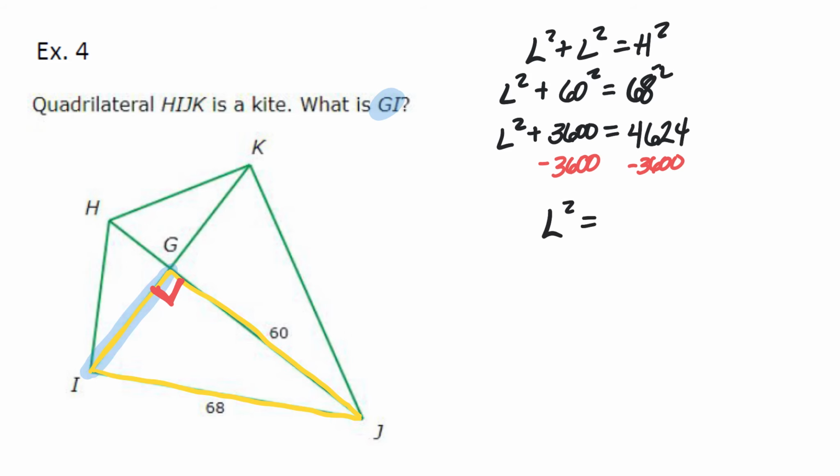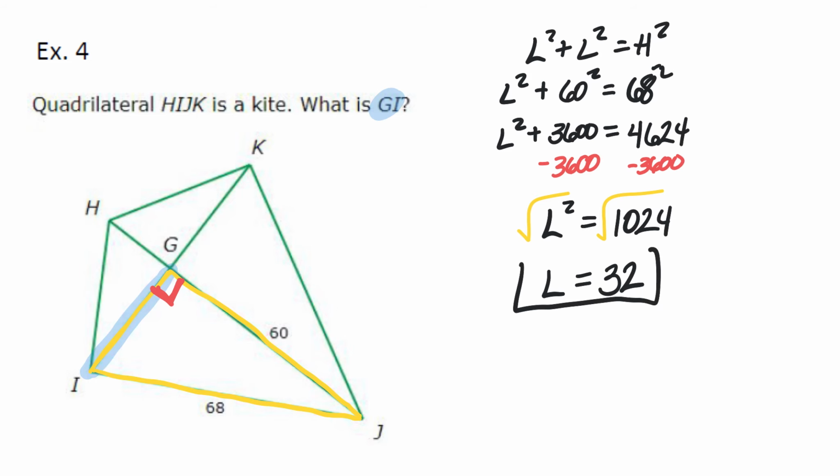So this leg squared is equal to 1,024. And the square root of that number. And another little red flag, if you ever get a negative number there, you got a problem. One, you can't take the square root of a negative number. And secondly, the hypotenuse squared should always be bigger. So you should be subtracting a smaller number from a bigger number. So it should always be positive.